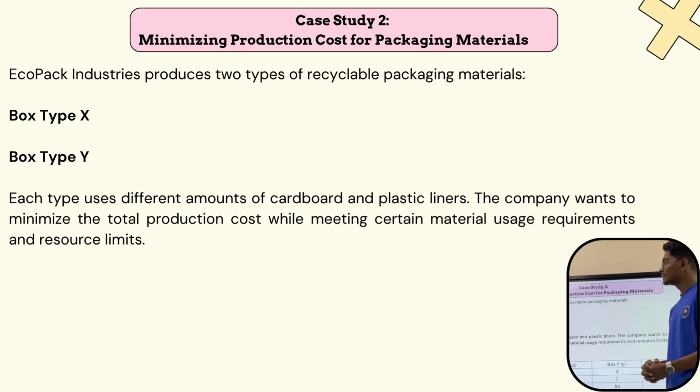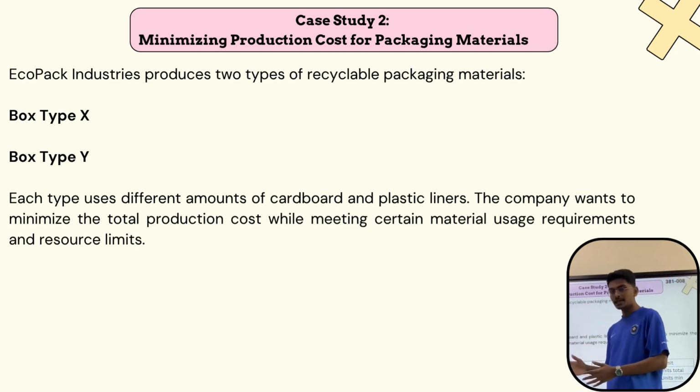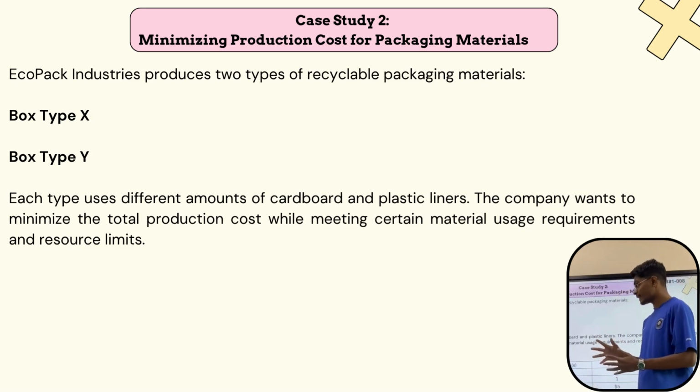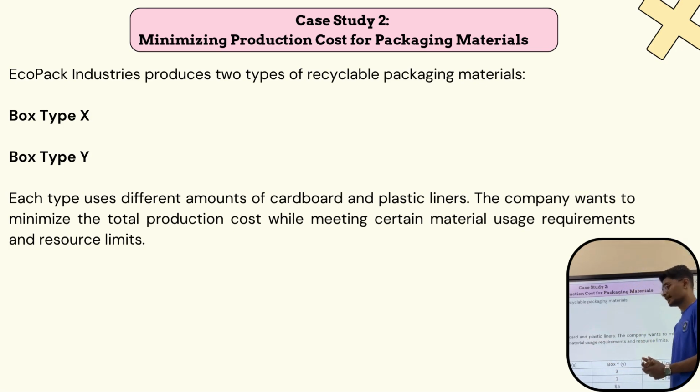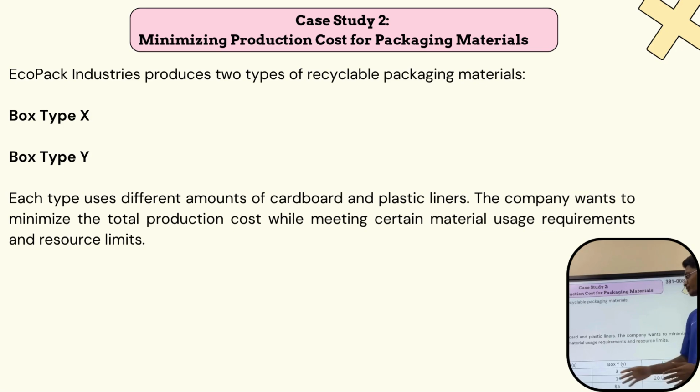EcoPack is an industry that produces two types of recycled packaging materials, which are box type X and box type Y. Each type of box uses a different amount of cardboard and plastic liners. The company wants to minimize the total production cost while meeting certain material usage requirements and resource limits.